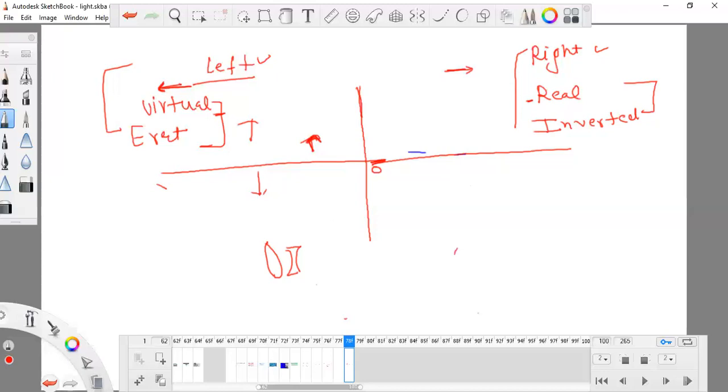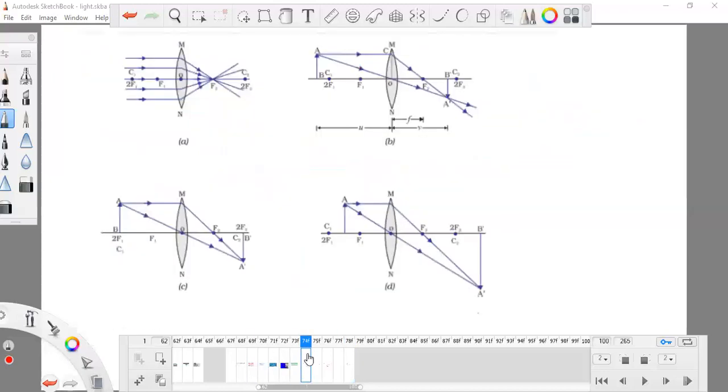Let me show you one thing. The images are forming here, that is right side, obviously we know this is right side, this is right side, this is right side, and this is right side. According to this, real and inverted are on the right side. This is right side and this is left side.